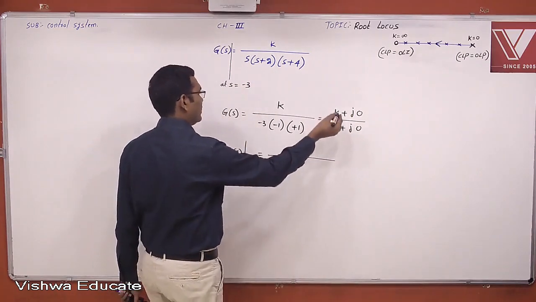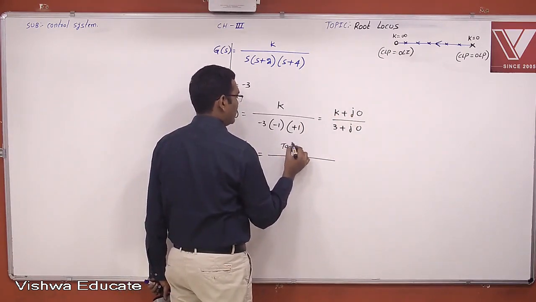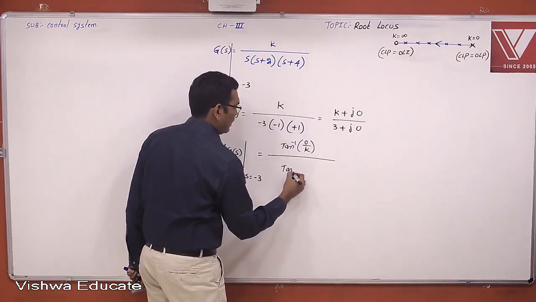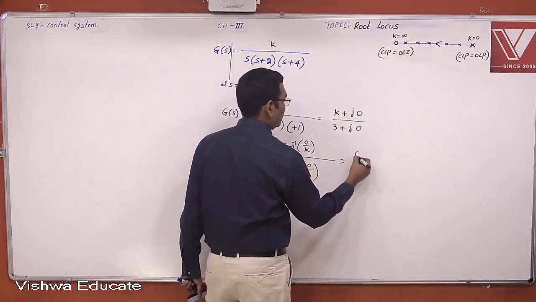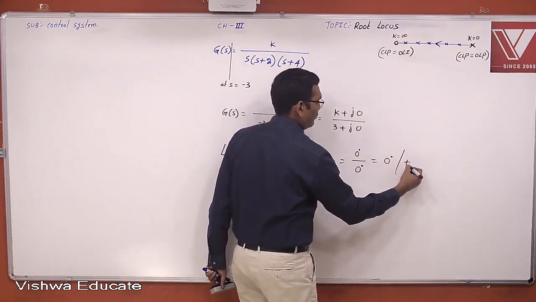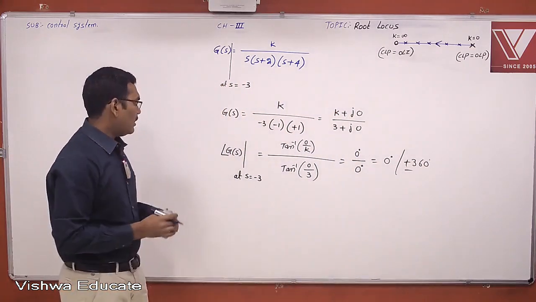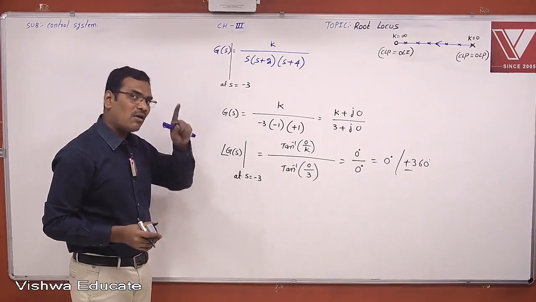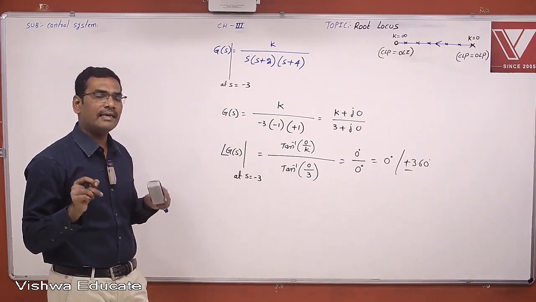Now this is tan inverse of imaginary part by real part, 0 by K. Therefore, this is 0 degrees by 0 degrees, which is equal to 0 degrees, or plus 360 degrees or minus 360 degrees. But if you observe, the angle of the open loop transfer function at this particular point is not an odd multiple of plus or minus 180 degrees. It does not satisfy the angle condition.